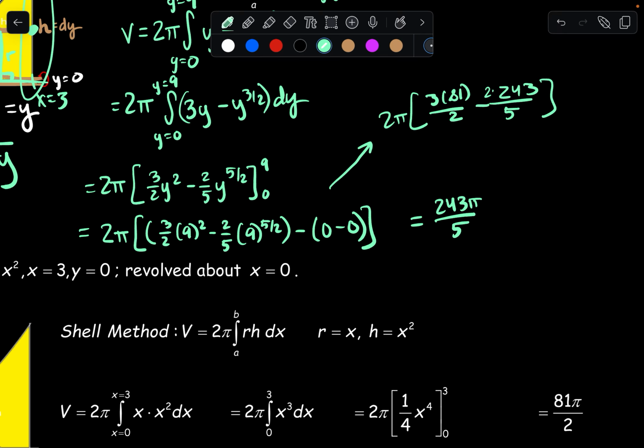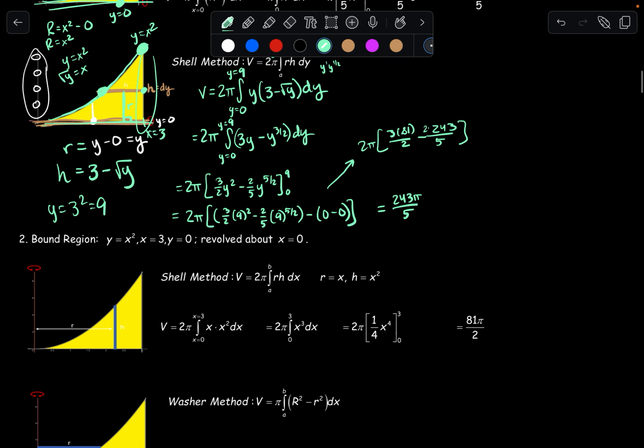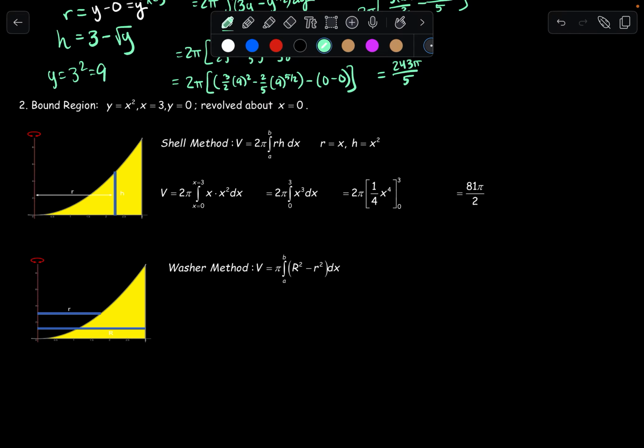Okay, let's see this next problem. So now we have the bounded region. This is actually the same as the problem up top. Okay, but now we changed our axis of revolution. So on number 1, the axis of revolution was horizontal on the x-axis. Now it's vertical on the y-axis.